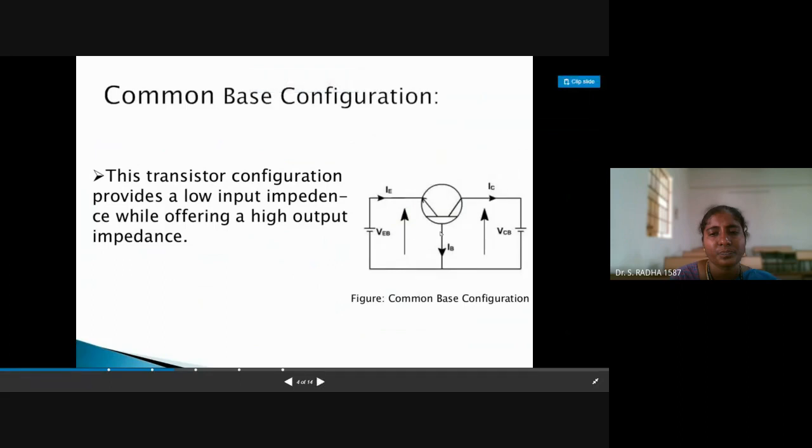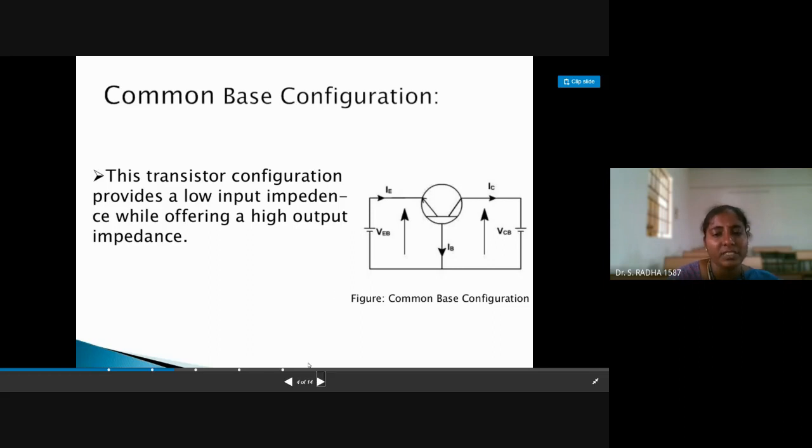This is common base. Common base means the base terminal will be grounded. Base is common for both input junction and output junction. You are connecting emitter and base at the input junction. This is a closed loop here, and here this is a closed loop. Input junction is the emitter base junction. Output junction is the collector base junction. So this is about the common base configuration.